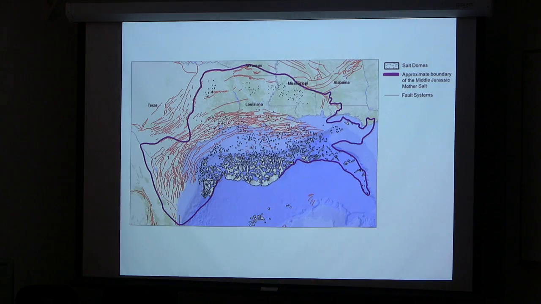So again, this is another map of the Gulf Coast with the salt diapirs as well as the Jurassic mother salt plotted. And also this time, I'm showing you these fault systems that are denoted here in red. And the majority of these faults that are contained within this Jurassic mother salt are likely growth faults that are related to the vertical migration of these salt diapirs. And these really extensive and abundant fault systems can serve as really excellent conduits by which hydrocarbons as well as groundwater can migrate through in this Gulf Coast environment.